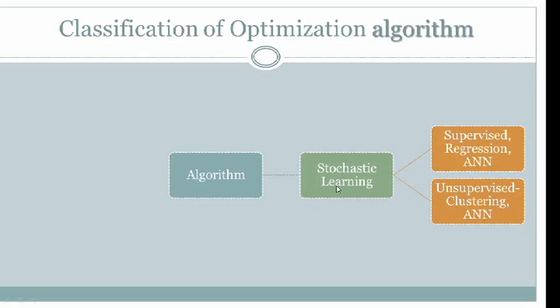Now if I want to categorize the stochastic learning in another step, it may be divided into supervised, regression, artificial neural network, and the stochastic learning is also categorized as unsupervised clustering artificial neural network. Artificial neural network may be supervised as well as unsupervised.